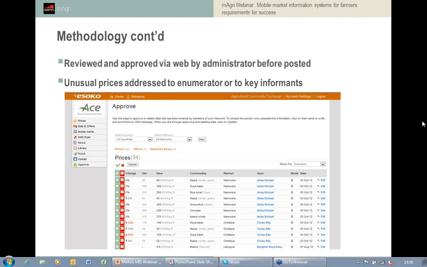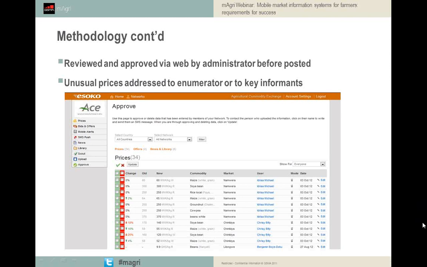Typically problems arise when enumerators make a mistake on calculation, or they make an uploading error. But occasionally we have instances where it appears that the enumerator has not been to the market, or is guessing, or something like that, and that's when we need to have a key informant to check on that. And the system allows us to verify these things before we send them out. Next slide, please.